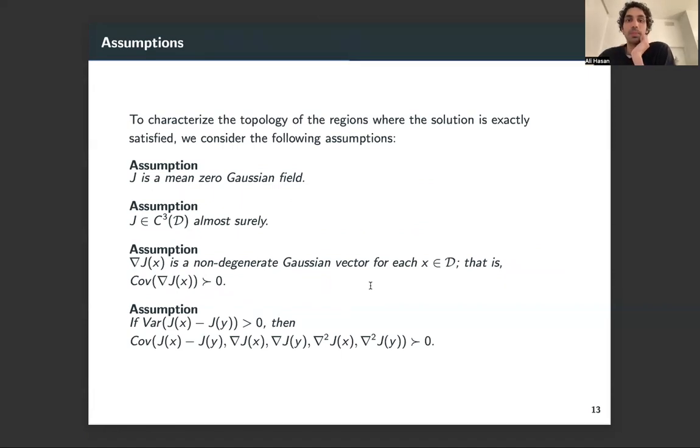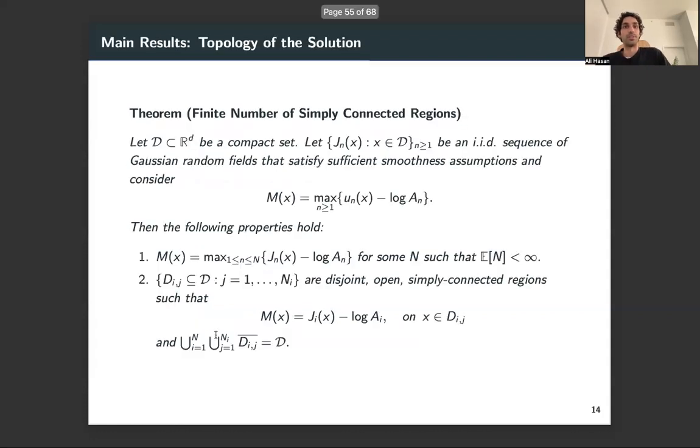Now, we might want to consider how these regions are connected, or what the topology of these regions might be. So we place a few assumptions on the max stable process itself. In particular, if J is a zero mean Gaussian random field, it's 3 times differentiable, and the gradient is a non-degenerate Gaussian field, then we can consider another statement which describes the topology of the solution. In particular, what we can prove is that the PDE will be satisfied exactly on a finite number of simply connected regions.